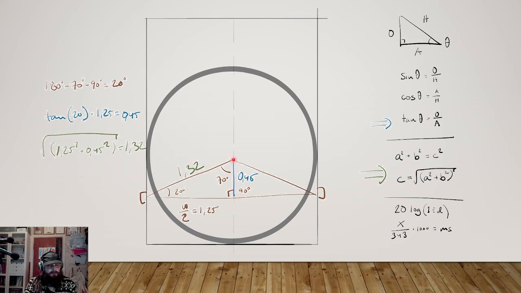0.45. So from our listening position, following the tape in the center of the floor, we go back 45 centimeters. And from there, we just go straight to the side, because we have wall-mounted speakers, and there we have our side surrounds at a distance of 1.32. Because now that we have the opposite and the adjacent side, we can also calculate the hypotenuse. So 1.25 squared plus 0.45 squared, and the root of that is 1.32.